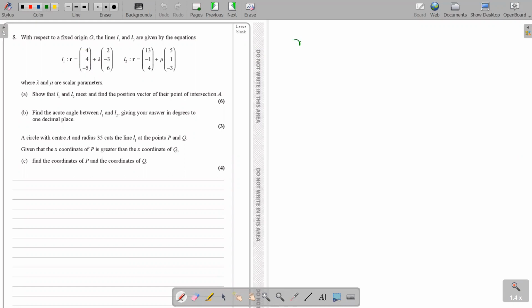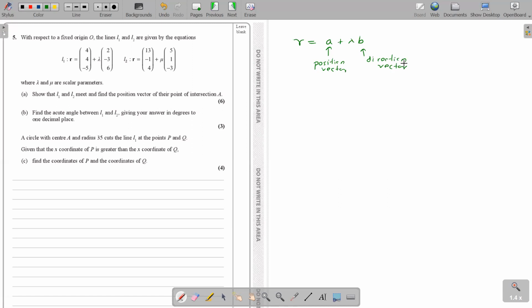You know the format of a straight line, R equal A plus lambda B, where A represents the position vector on the line and B represents what? B represents the direction vector of the line. Basically, it gives an idea of the direction that the line is moving.